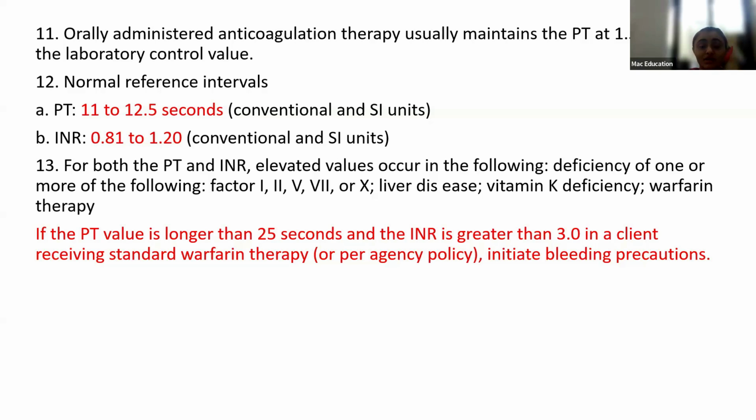If the patient is receiving warfarin therapy and their PT value is 22 and INR is 2.5, then it's normal. We don't have to put that patient in bleeding precautions. If the value is greater and there is bleeding risk, what interventions will you do? Stop the medication, warfarin. Then notify the PSCP. And third step, initiate bleeding precautions. What will you anticipate, what orders will the PSCP give?